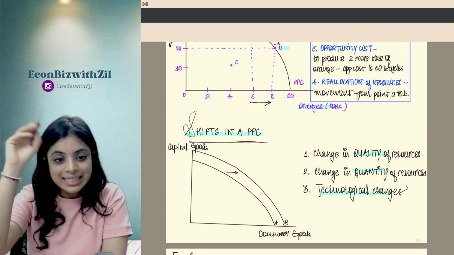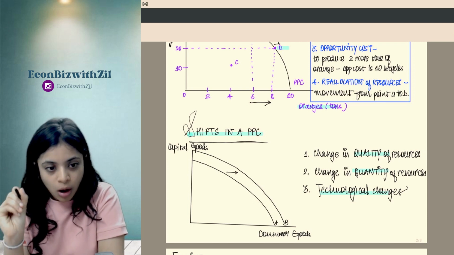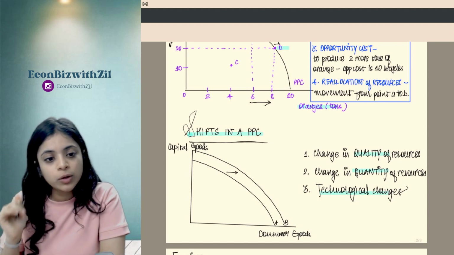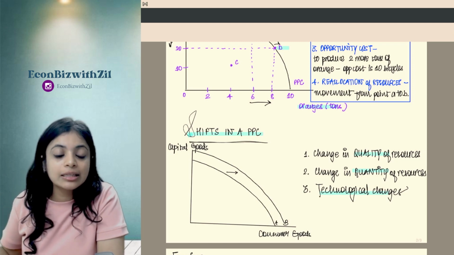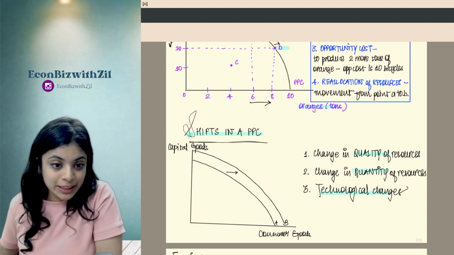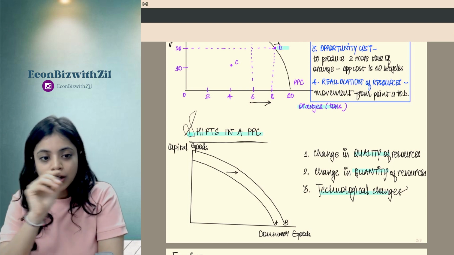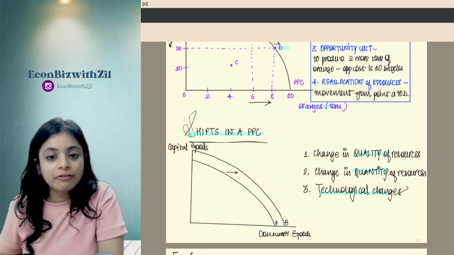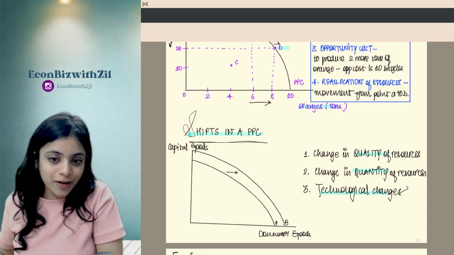I will always label my PPC, and if I'm showing a shift, I will always show where the shift is. Here I wanted to show an increase in the productive potential, or an increase in the capacity of the economy, so I showed an outward shift. You have to specify this so that you get the best marks for your answer.